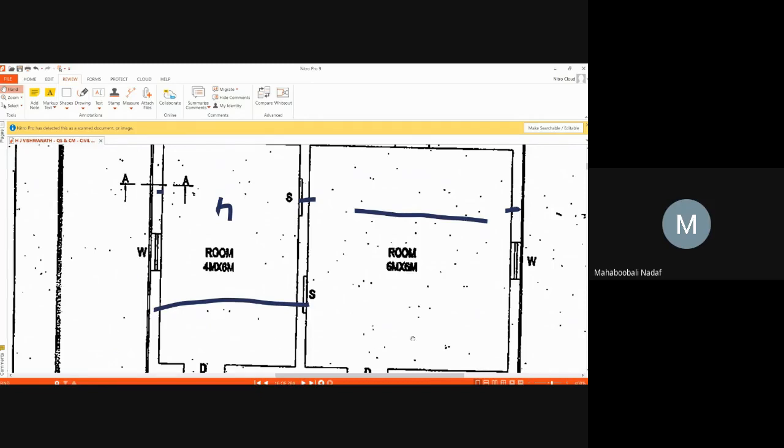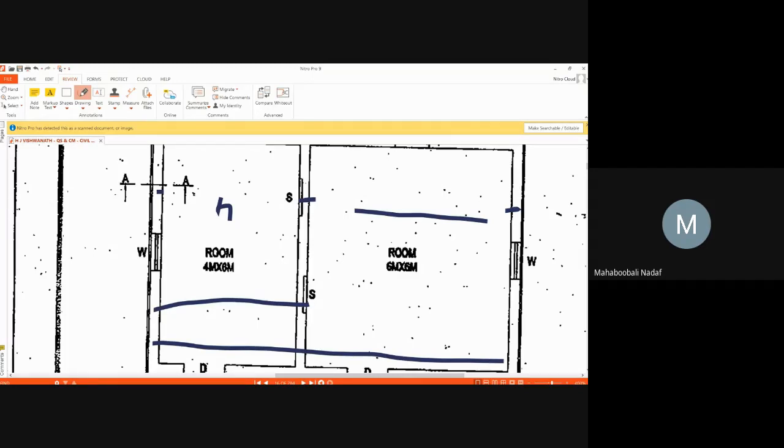Similarly, in this direction, the total distance is 0.3 by 2 plus 4 plus 0.3 plus 6 plus 0.3 by 2. So the total is 10.6. How many walls are there? 1, 2. So 2 into 10.6. The total will be in one bracket 3 into 6.3 plus in another bracket 2 into 10.6. That total is 40.1.